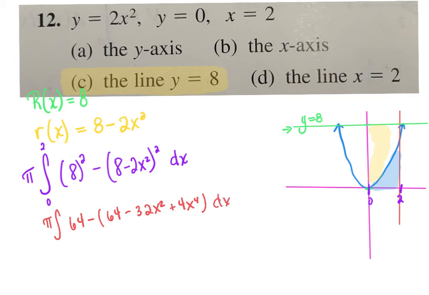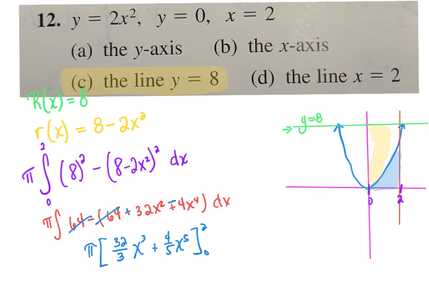dx. And you can simplify this by distributing that negative. So these 64s end up canceling. This is minus a negative, so that ends up being a positive 32 and a negative 4x squared. So when I take the antiderivative, that's going to become 32 over 3 x cubed plus 4/5 x to the 5th. And we're going to go from 0 to 2.